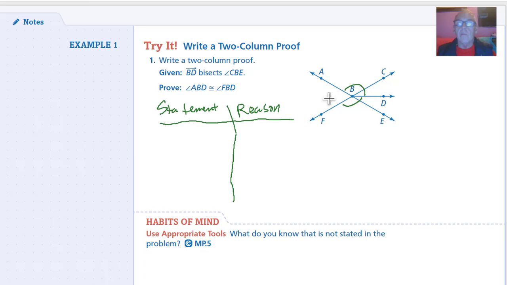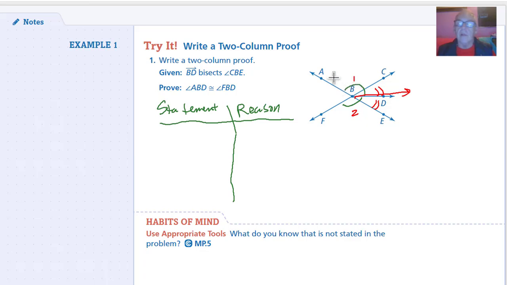They're telling us that BD bisects CBE. So here's BD. This BD ray bisects this angle here into these two congruent angles. And then by vertical angles, if we call this angle 1 and angle 2, these two, angle ABC and angle EBF, are going to be congruent because of vertical angles.